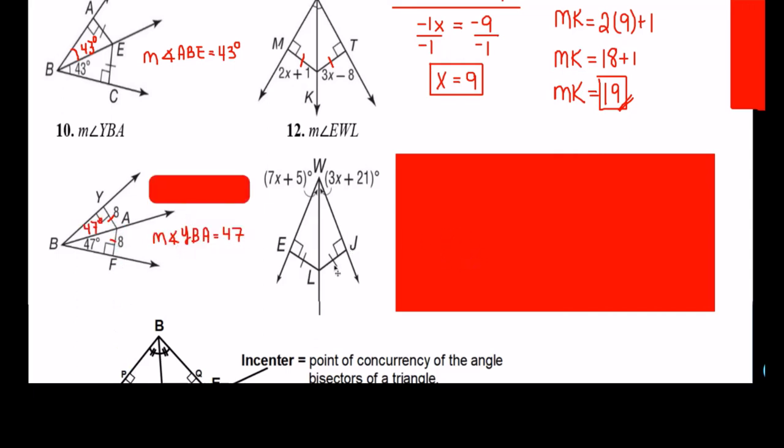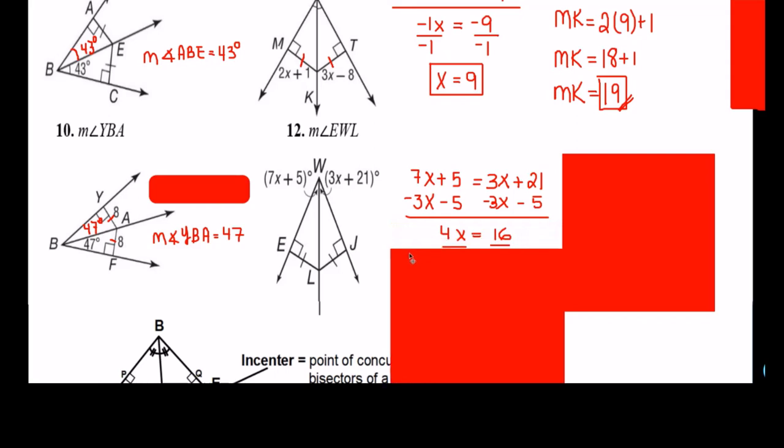Next one, I see these two sides being equidistant, so therefore I can conclude that these two angles are the same. So I can set up the equation, cancel the numbers on both sides, get 4x equals 16, divide both sides by 4, x equals 4.